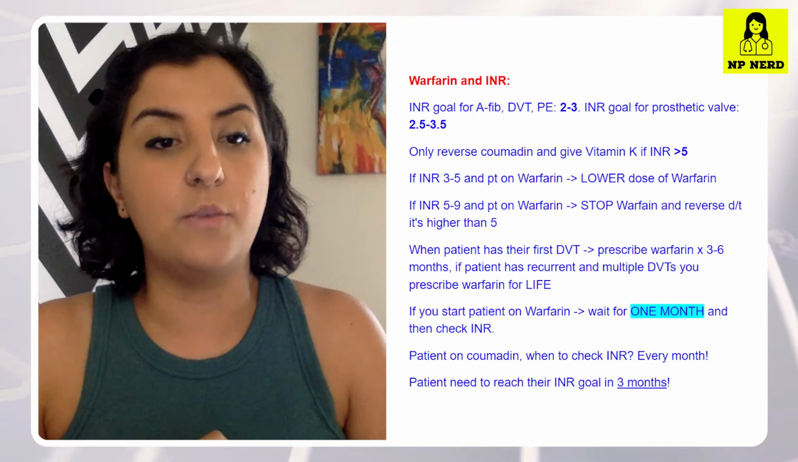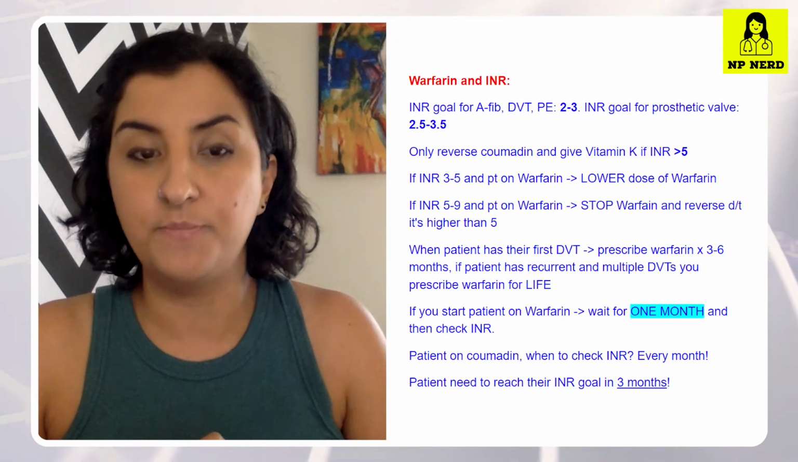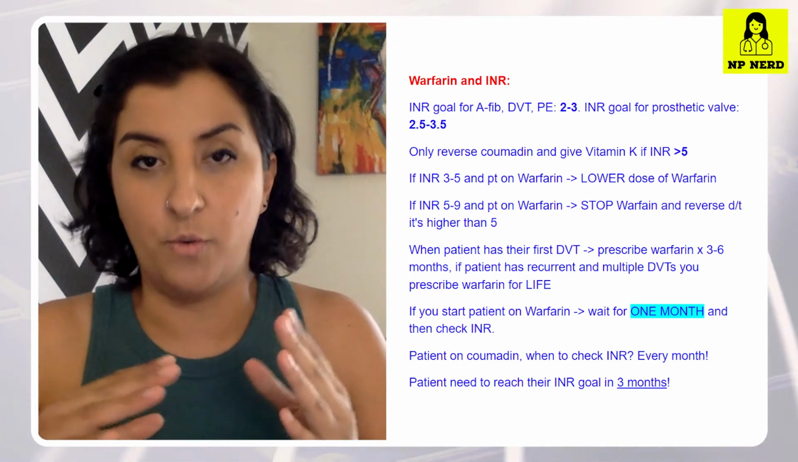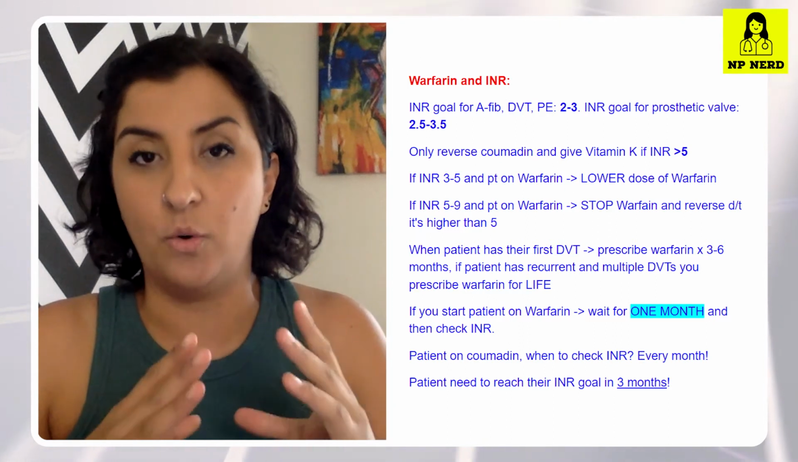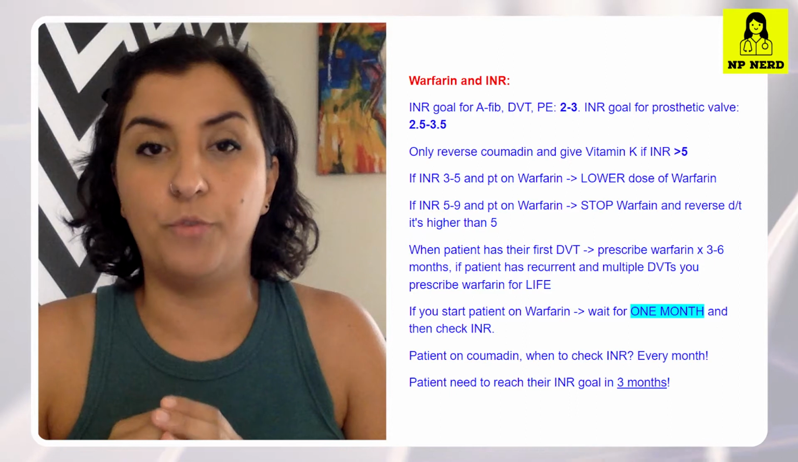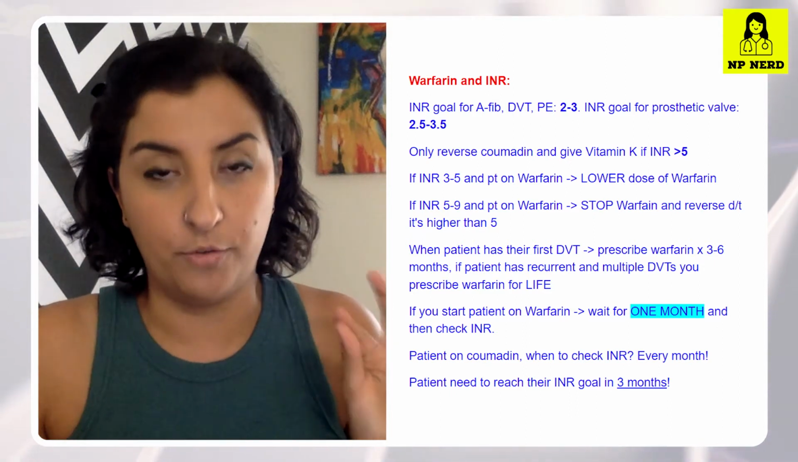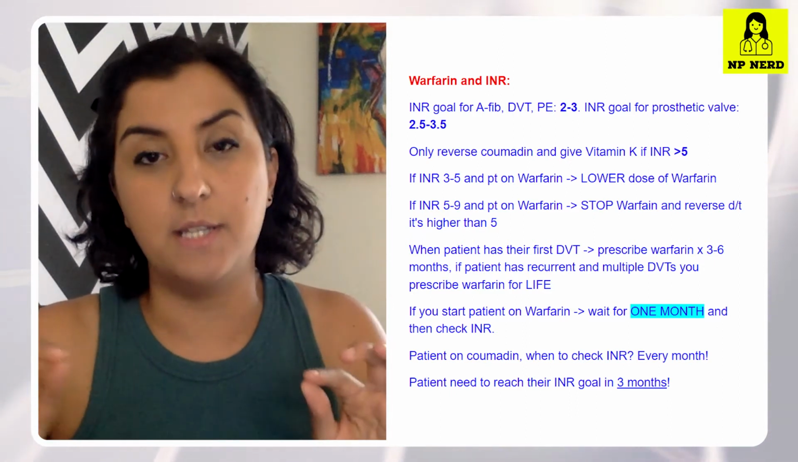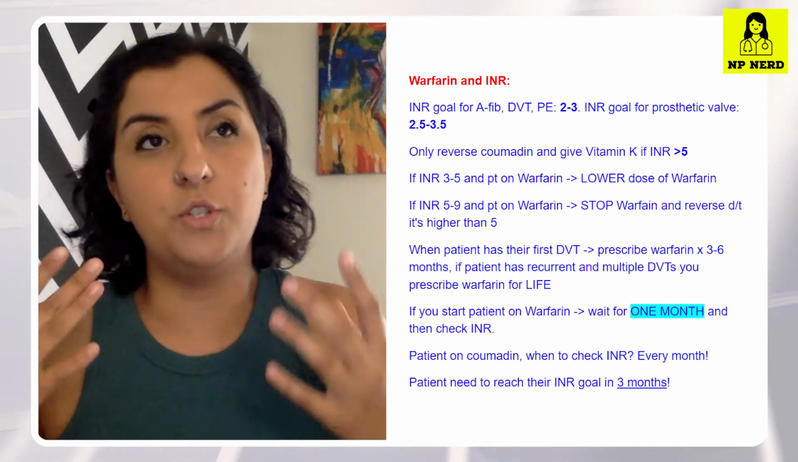If INR is 3 to 5 and the patient is on warfarin, then you have to lower the dose of the warfarin. Why? Because they already reached their goal. If the INR is 5 to 9 and the patient is on warfarin, then you have to stop the warfarin and reverse it because it's higher than 5. So do you understand this?